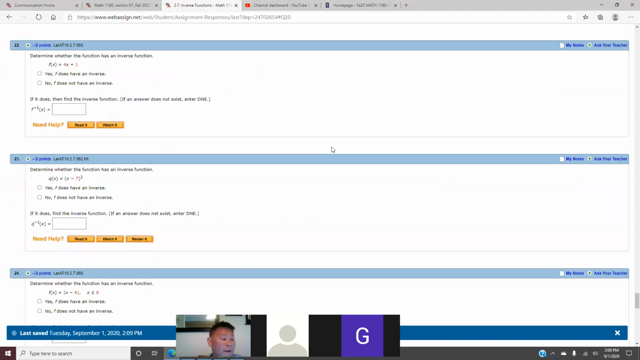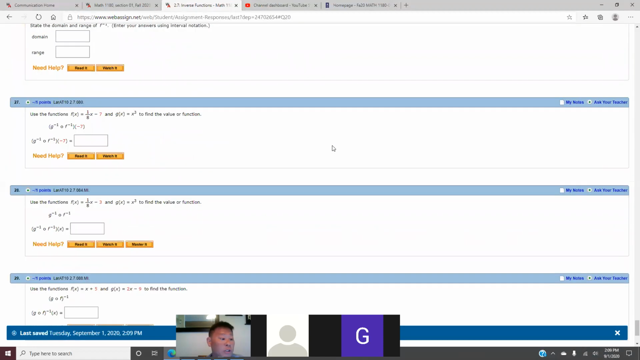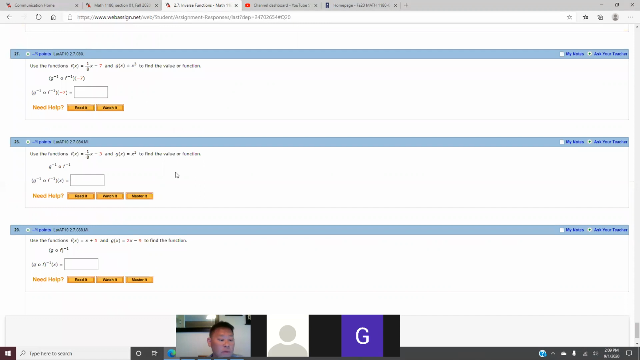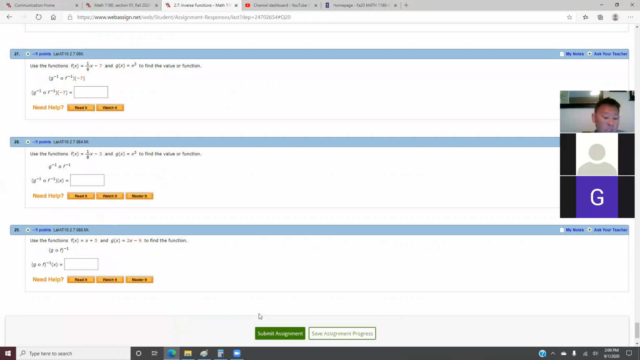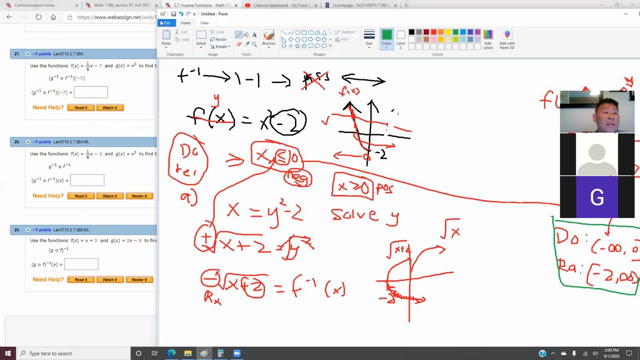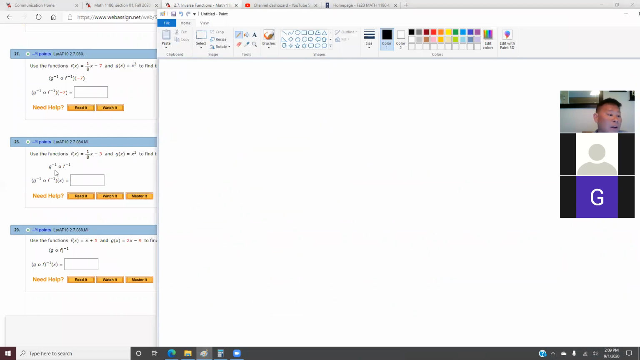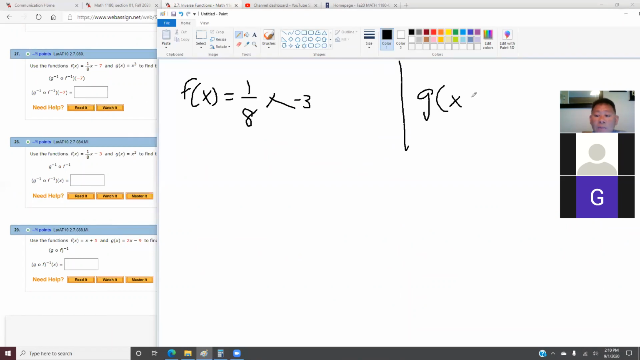28 and 29. Question 28 is this function. What you need to do first on 28 is find the inverse function of both of them, because 28 asks for the inverse functions composed with each other. So for f of x, you have to find the inverse function of it. Same thing with g of x.